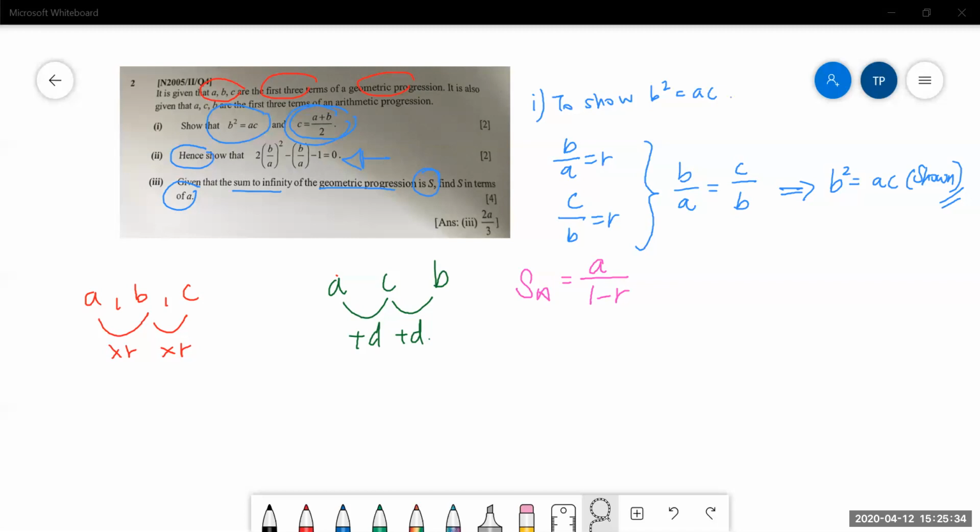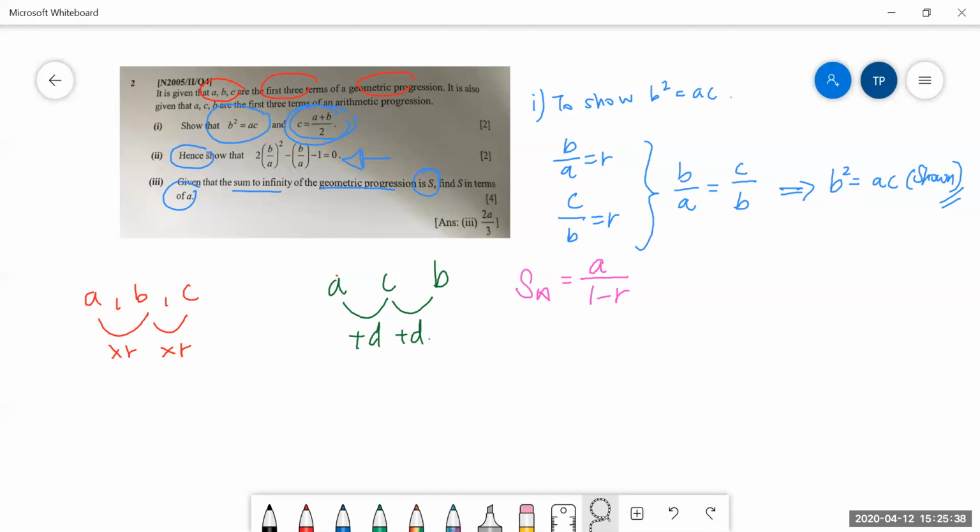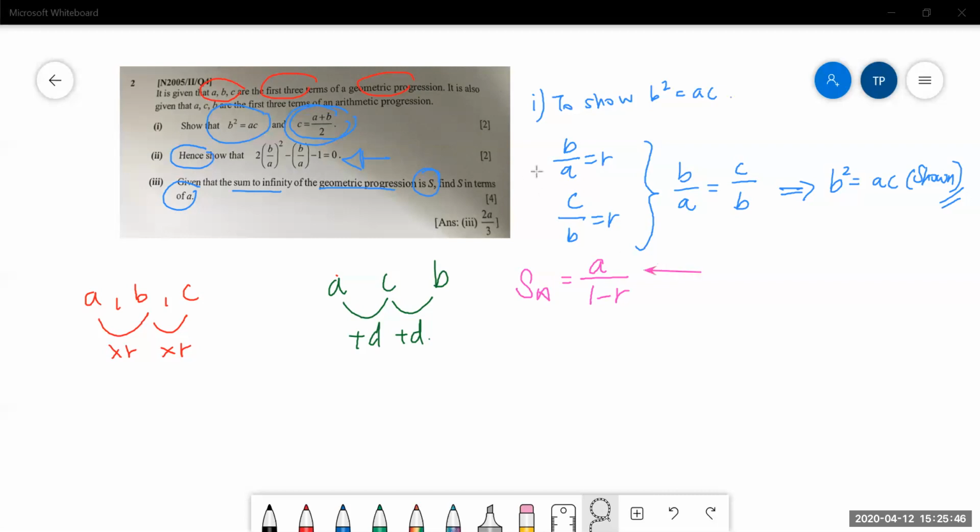How do you do part 3? Good question. Okay, so part 3, you will write, your starting point was correct, that we have to use this: A over 1 minus R. A is the first term, right? Make sense? Which is this. Correct? A is the first term.